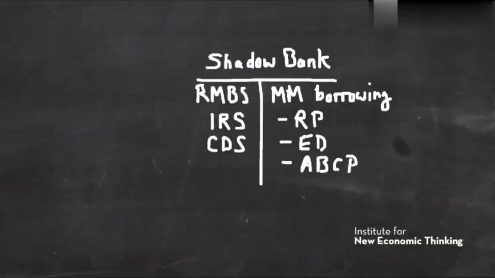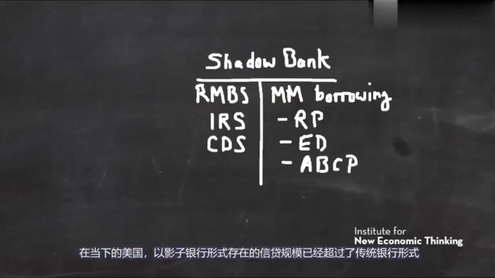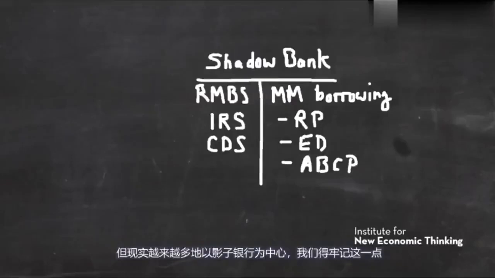It's not rocket science. But the point is that what has happened in the world is that this model became the dominant one. The amount of credit in the United States that ran through this sort of method became larger than that kind of method. The textbooks are all about that, okay? But reality is increasingly about that, and we need to bring that into our minds.